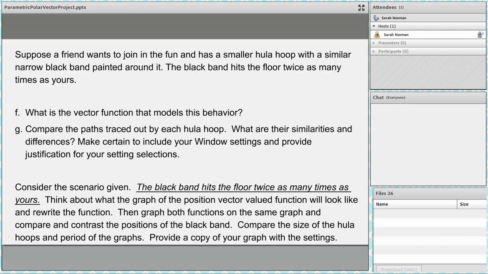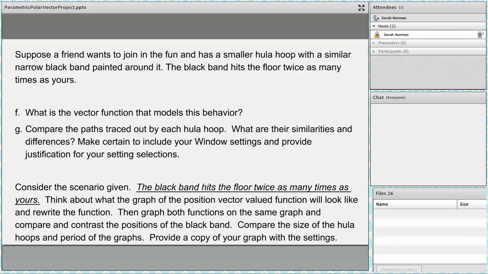You can use just your properties of transformations for trig functions. That should help out. And type in different numbers, see what you can make work so that the black band does hit the floor twice as many times as yours.